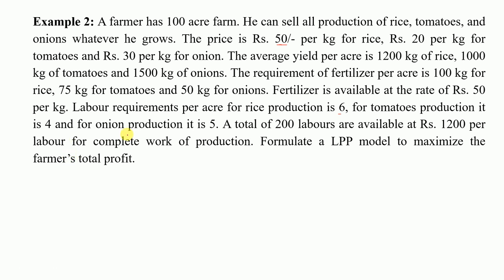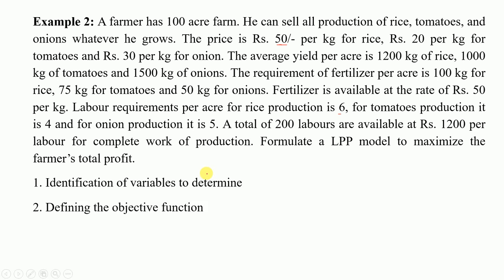As I told you in the previous lecture, basically three steps are there. The first is identification of variables to determine. The second one is defining the objective function, and the third one is defining the constraints. Now look at this. In this problem, what are the variables which we have to determine? We need the amount of rice, amount of tomatoes and amount of onion that the farmer can produce.